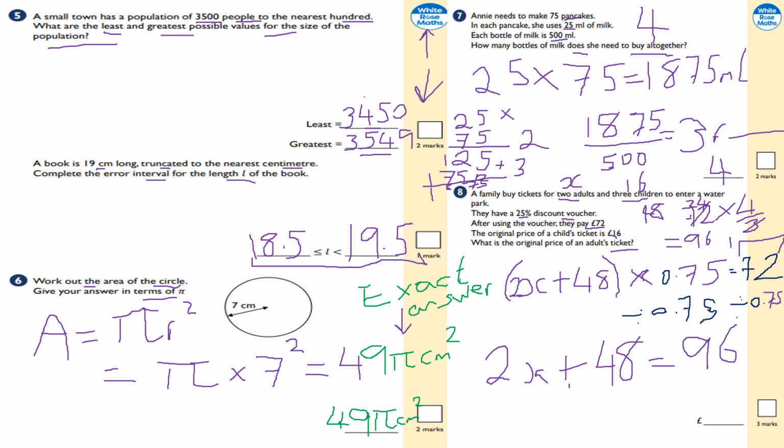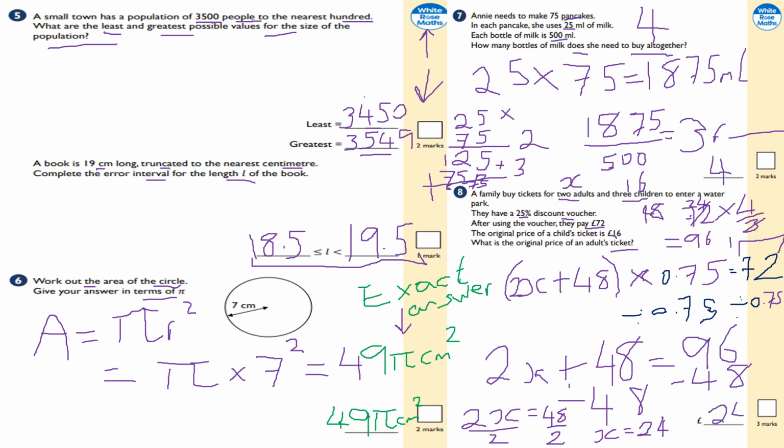Rearrange this equation by subtracting 48 on both sides and then dividing through by the 2. So we get 2x is equal to 48, and then dividing both sides by 2, a half of 48 is going to be 24. So each adult ticket, the original, cost £24.